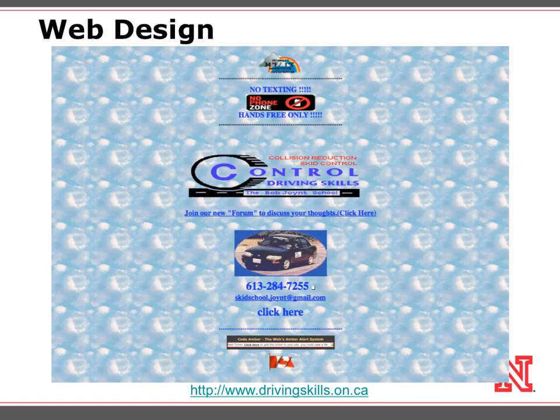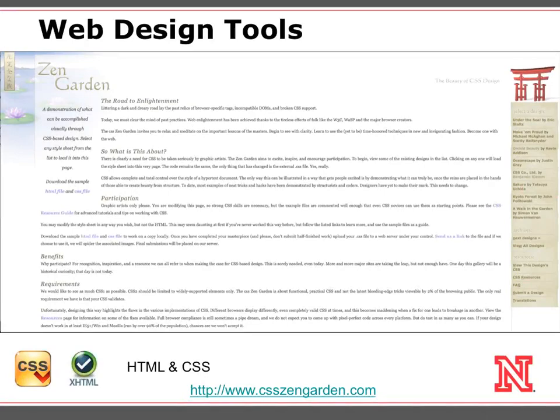So let's take a look at some tools. Real quick, we're going to run through some of the options you have for developing websites. At the very basic level, you have HTML and CSS. That's what we'll be learning in this class, how to code web pages using those two basic web development languages.